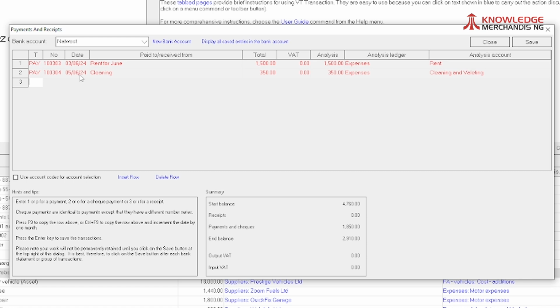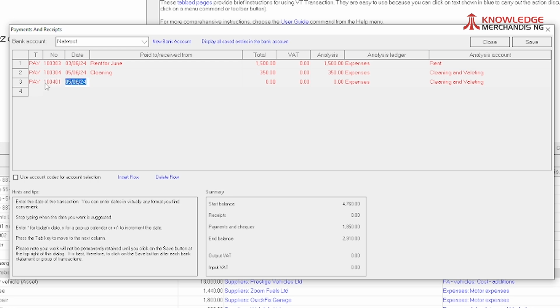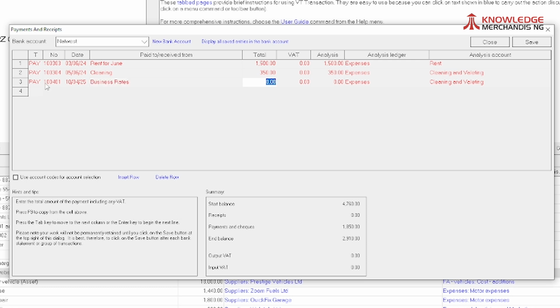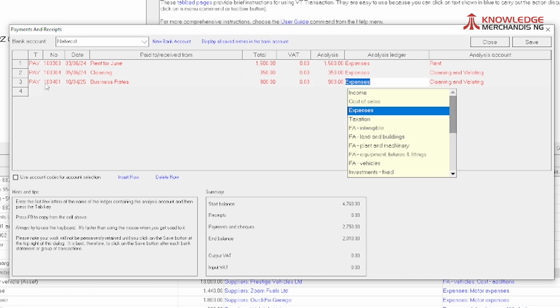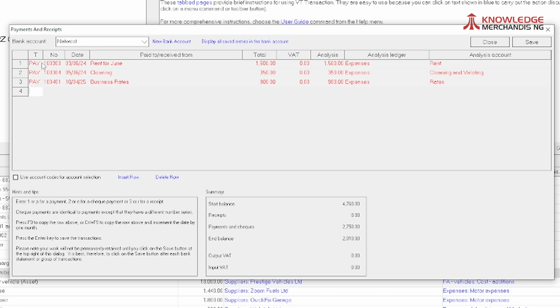It is business rates, £900, and in pay, and the reference number is 100401. The date is 10th of April 2025. Business rates, and the amount is 900, no VAT, and it is rates. So that's it.